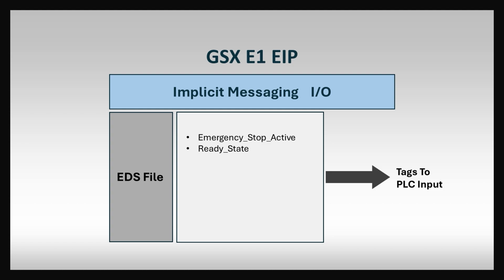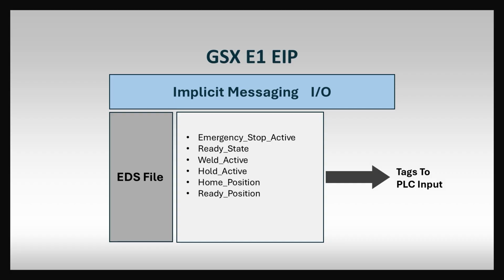Ready state indicates the GSX is ready for the next weld cycle. Weld active indicates the GSX is in the ultrasonics on phase of a weld cycle. Hold active indicates the GSX is in the hold phase of the weld cycle. Home position indicates the horn is fully raised to its home position.